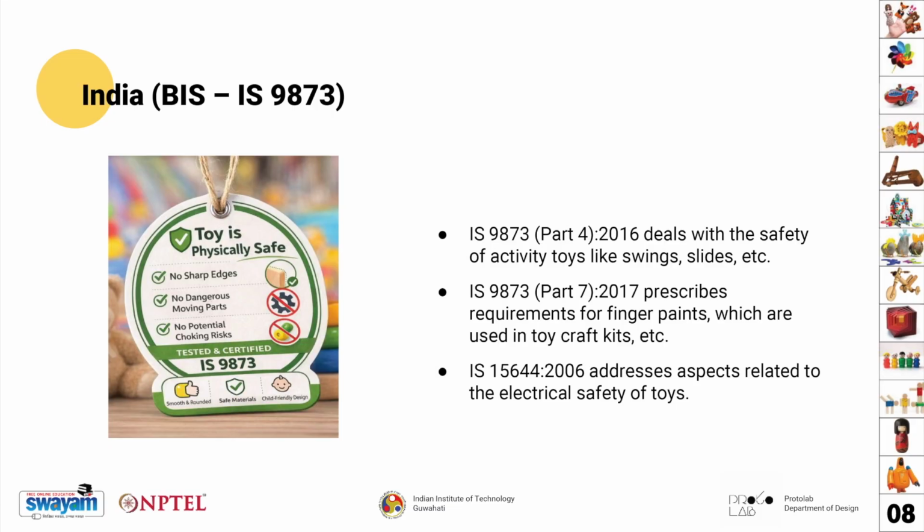Sixth is IS 9873 Part 7, Finger paints, requirements and test methods. IS 9873 Part 7 outlines safety requirements for finger paints used by children, with a strong focus on chemical safety and hygiene. Based on ISO 8124 Part 7, the standard restricts the use of toxic substances such as heavy metals, preservatives, colorants, and microbial contaminants.